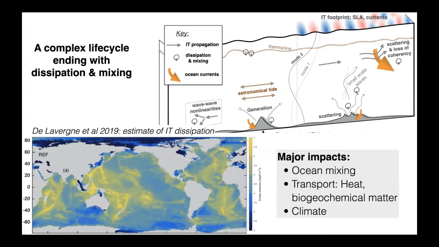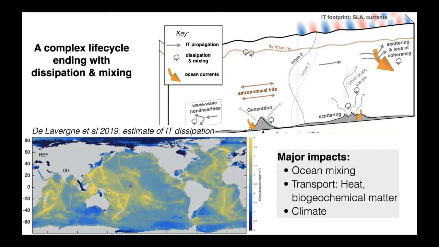As these internal tides propagate in the ocean, they can be affected by a whole kind of mechanisms and processes, and we've been discussing some of these mechanisms earlier in this meeting. In the end, the life cycle of the internal waves is that they should be dissipated. Because you are constantly forcing the internal tide field with the barotropic tide, you must have a dissipation of energy, because we know that the internal tide field is in a statistically stationary state. And this dissipation occurs at small scales.